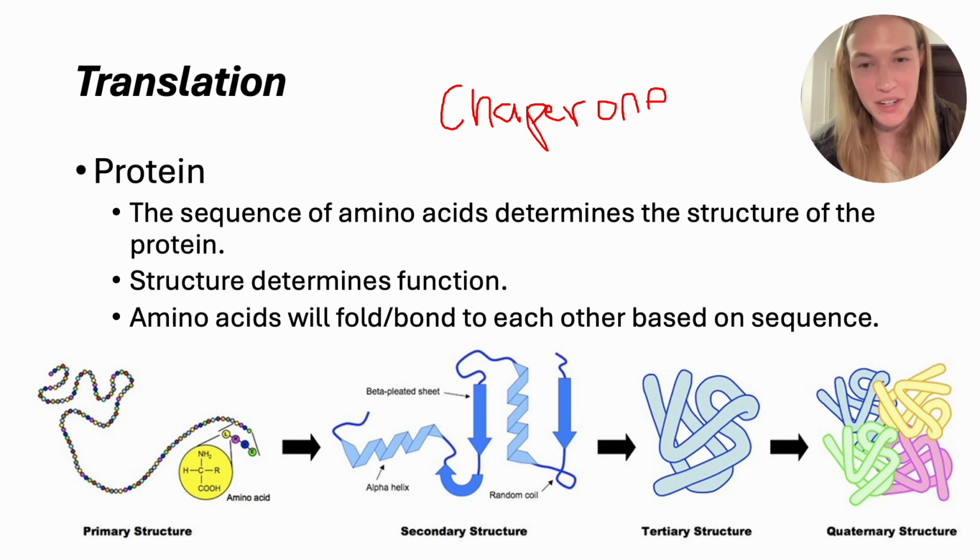Much like a chaperone on a field trip sort of supervises the children to ensure that they're not getting into any trouble, a chaperone protein will ensure that the protein is being folded correctly. It's supervising the folding process.